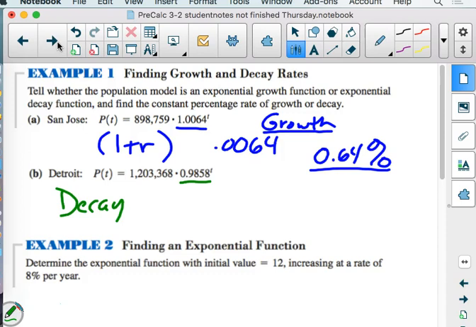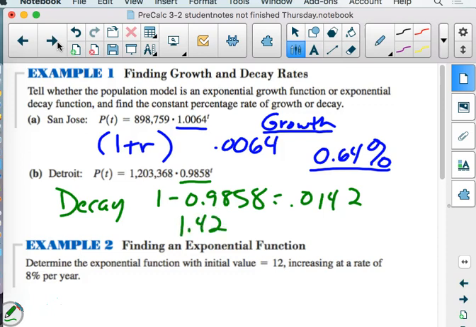Well, we can use subtraction to do that. If we take 1 minus 0.9858, that'll tell us what it was they subtracted. So that's exactly what we do. 1 minus 0.9858 is 0.0142, which would be what as a percentage, everybody? 1.42%. So that's what we write. Decay. And the decay was 1.42%.